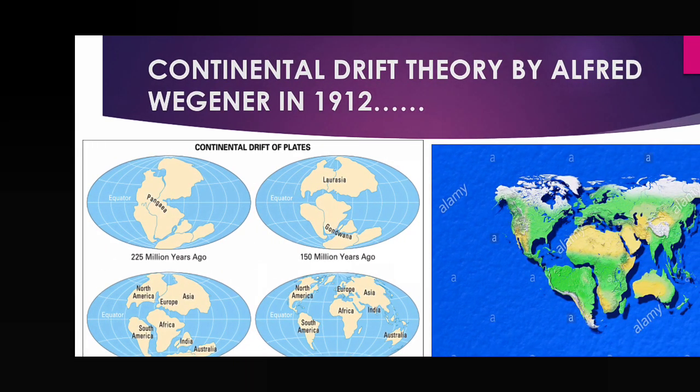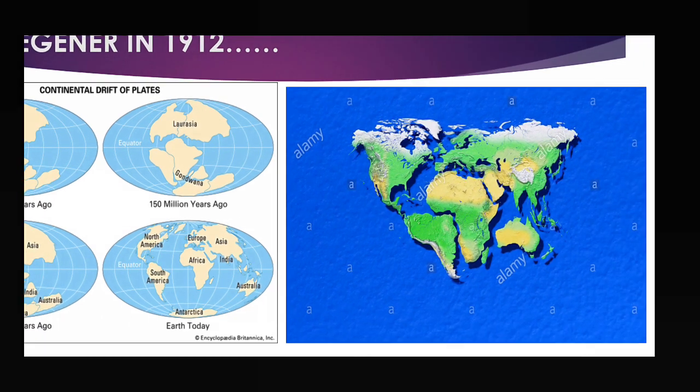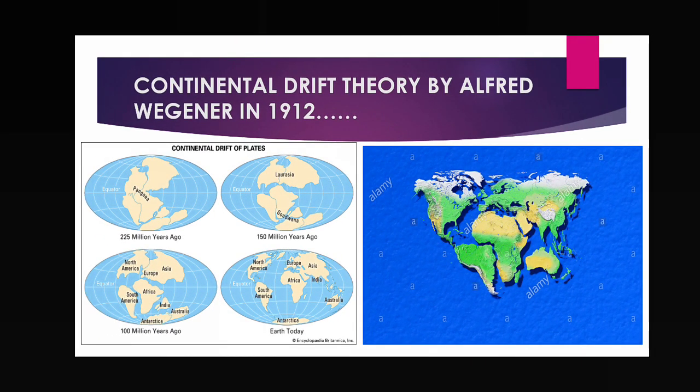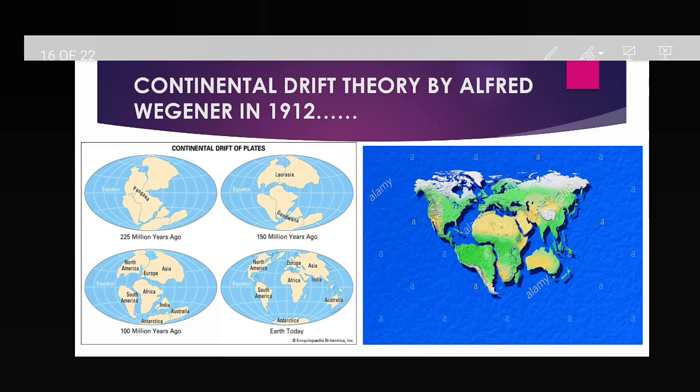Now next, take a look, that is 150 million years ago. In the second diagram, 150 million years ago, what happened? This Pangaea of 250 million years or 225 million years ago divided into 2 divisions 150 million years ago. Here is the northern division, here is the southern division. So Pangaea at first divided into two divisions, northern division and southern division.